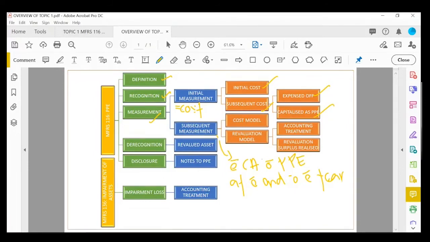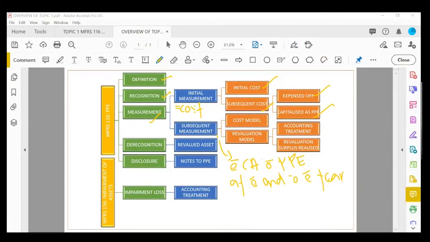So the standard allows you to choose between the cost model and the revaluation model. Your friend Adi already defined to you the carrying amount for the cost model. It is equal to cost less any accumulated depreciation, less any accumulated impairment losses. Meaning that for a depreciable asset at the end of the year, instead of stopping at cost only, you also have to deduct the accumulated depreciation and any accumulated impairment loss.